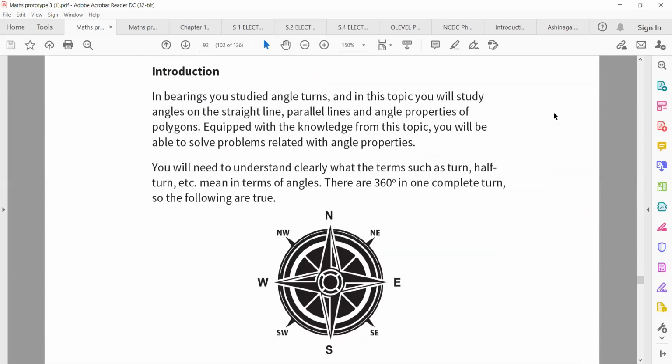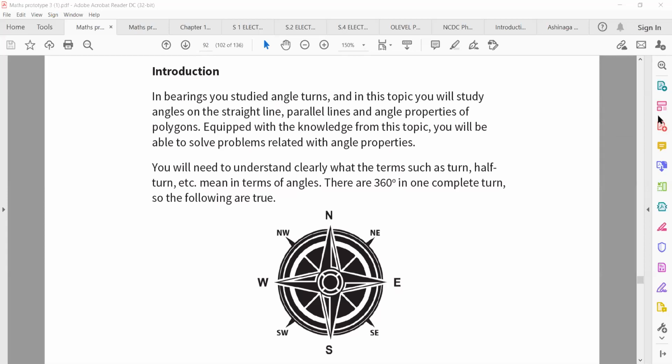Last week, we looked at bearing and we looked at the different angle turns. Can I have 3 girls to remind us the different turns we looked at generally? The complete turn or the full turn, and then the half turn, and then the quarter turn. Mr. Theo, maybe you can help me select some of the girls to tell us.